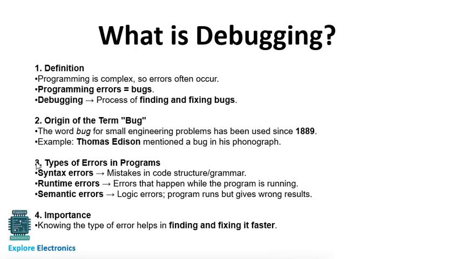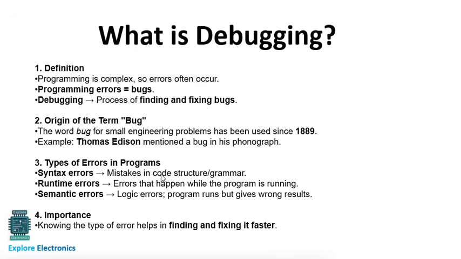Let us see the three types of errors in a program. These are all very important. For debugging, you have to understand which type of error has occurred. Then it will be very easy to debug it. Let us see, we have syntax errors, runtime errors and semantic errors. Let us understand one by one.